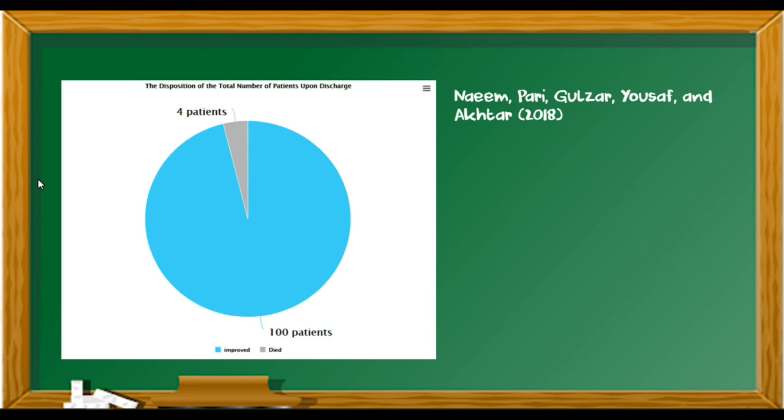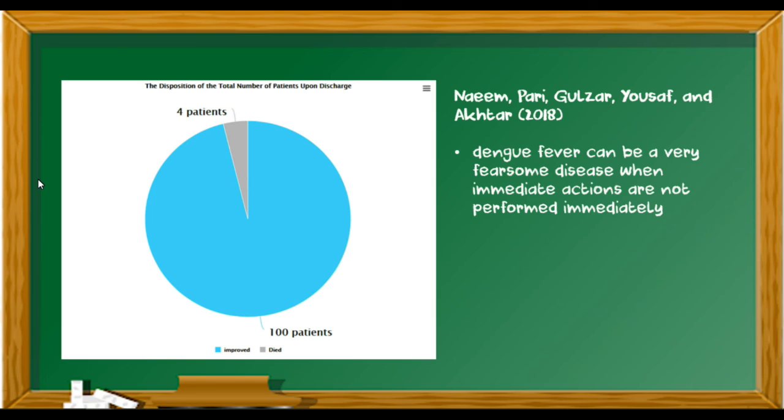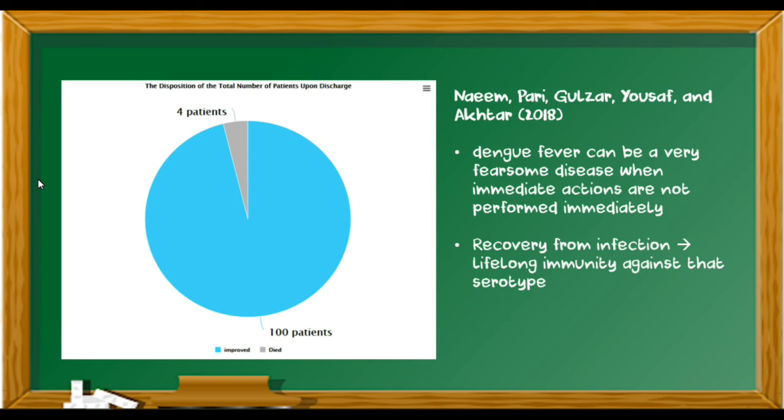According to Naeem et al. 2018, it can be inferred that dengue fever can be a very fearsome disease when immediate actions are not performed immediately. Furthermore, recovery from infection is believed to provide lifelong immunity against the serotype, or at least partial or temporary in other cases.